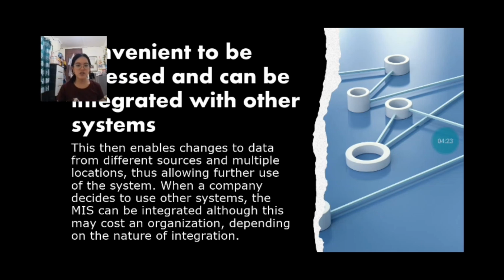When a company decides to use other systems, the MIS can be integrated, although this may cost an organization depending on the nature of integration. So, it is convenient to integrate with other systems, because MIS enables changes to data from different sources and multiple locations. So, integrating data is easier because of these MIS features, where the changes are allowed in the system, so you can use other systems. So, it is convenient because of these MIS features.